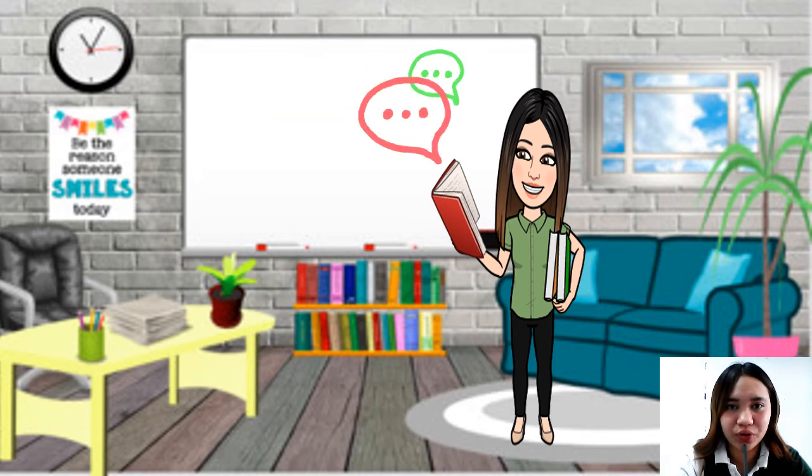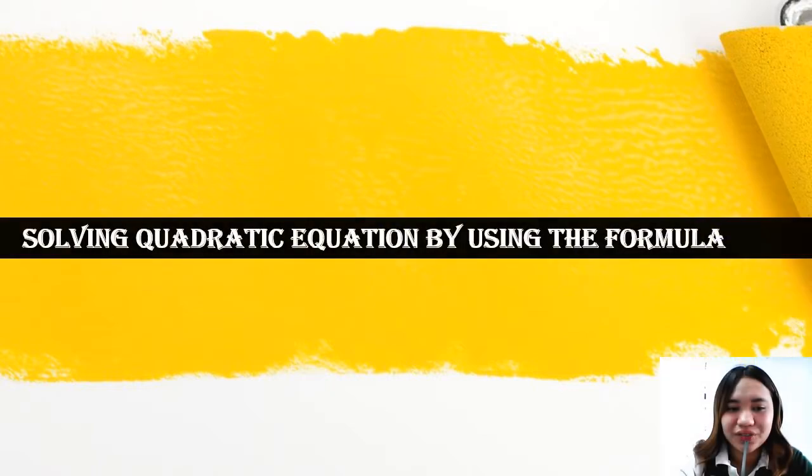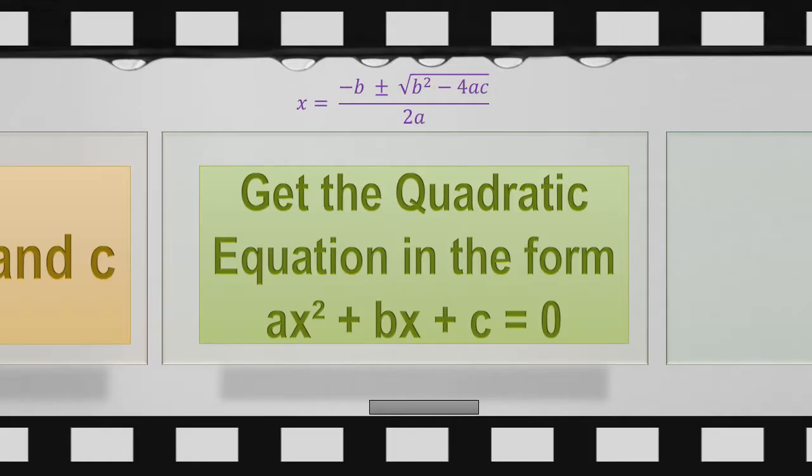So, our topic for today is all about solving quadratic equation by using the formula. To solve quadratic equation, we're going to use the formula which is x is equal to negative b plus and minus the square root of b squared minus 4ac all over 2a.